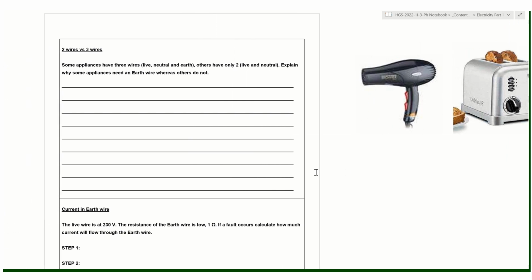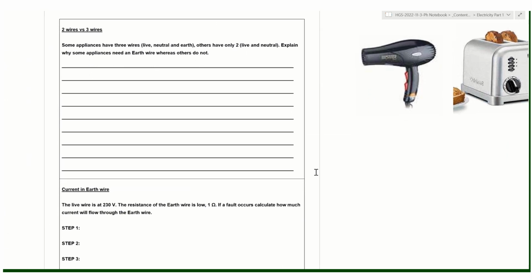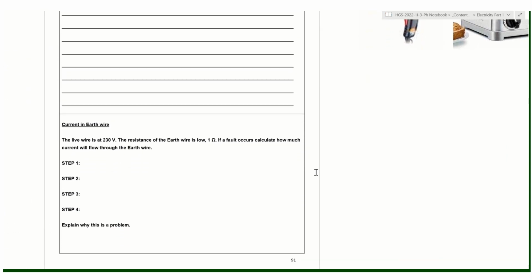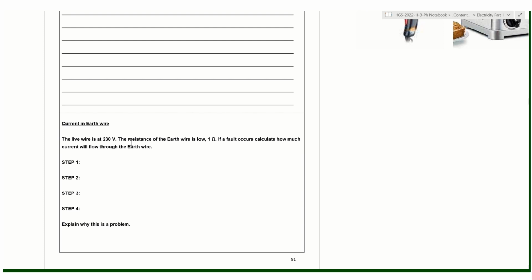Now we're going to think a little bit more about the earth wire. So the earth wire is there to protect us. If something was to happen, current is going to go through the earth wire, and current goes through the earth wire because it is very low resistance. So what we want to know is how much current is going to flow. The earth wire has to be low resistance, so the current goes through it, not us.